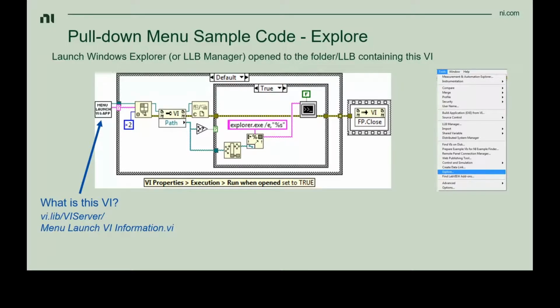So you can then open a reference to that VI and learn information, which I'm doing here, opening a reference to the VI and getting its path. Now, when I open the VI reference, why do I have a 2 wired to the open VI reference?